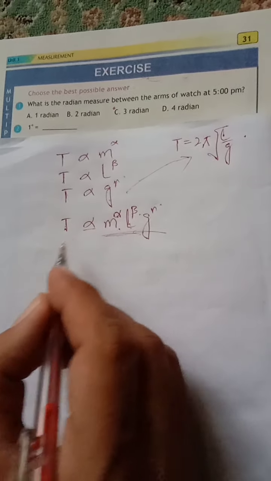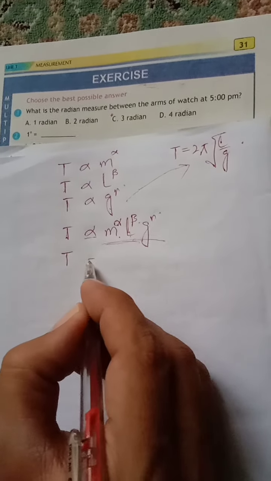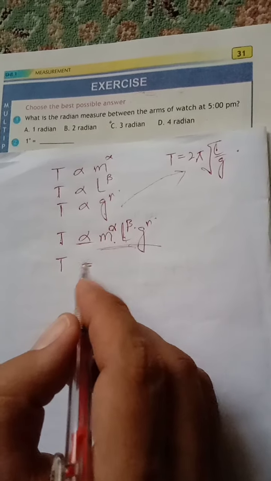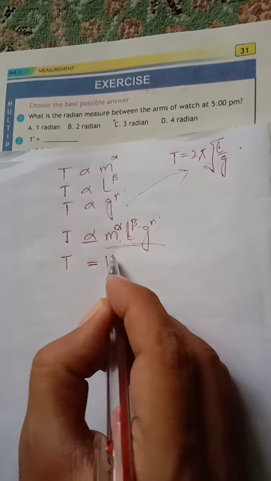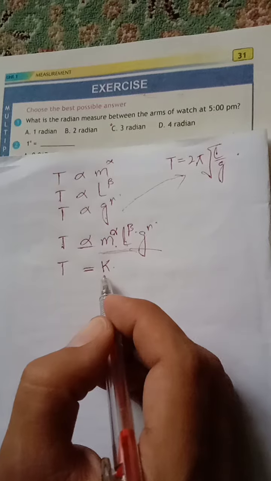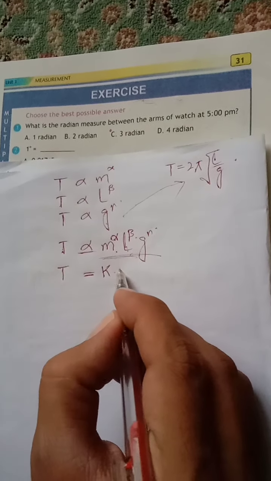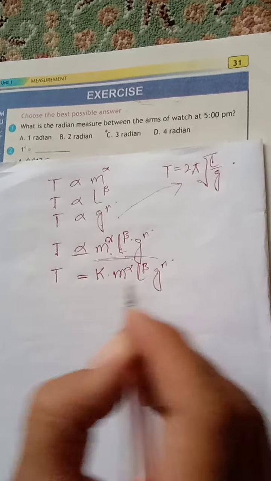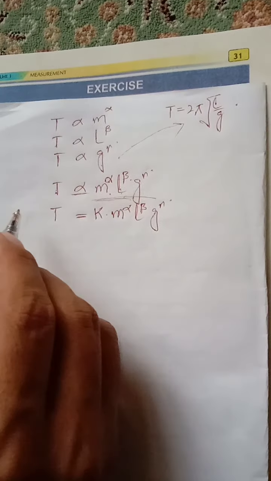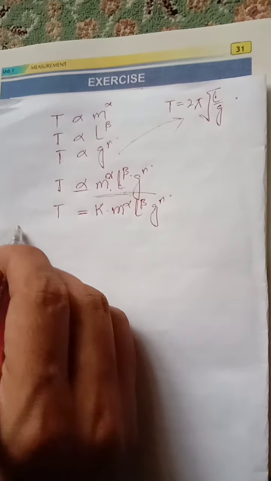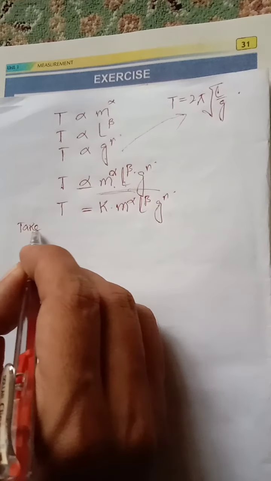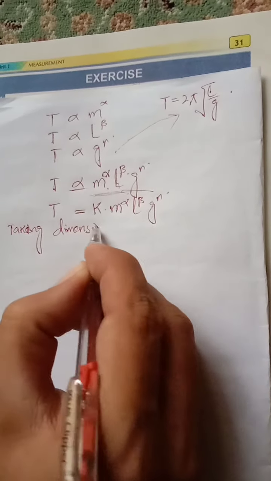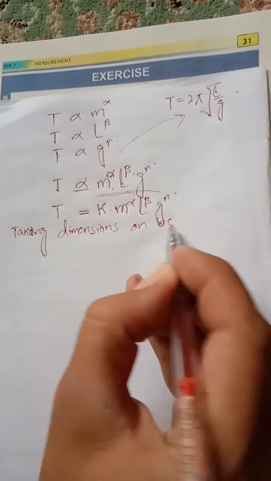So now this is the proportionality sign. When we replace this proportionality sign, we put an equality sign along with a constant. Suppose k is the constant here. So T is equal to k m power alpha, L power beta, and g power gamma. After this, we will take dimensions on both sides.